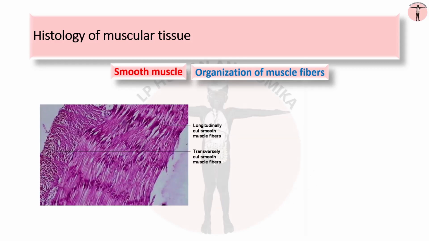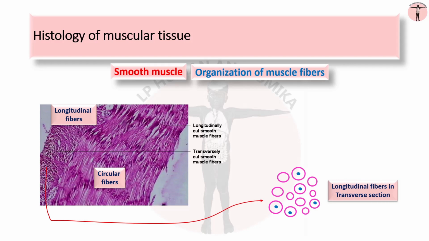Let us see how the muscle fibers are organized or arranged in the viscera. Usually, in most of the hollow viscera, the muscle fibers are arranged in a circular or longitudinal manner in the wall. In transverse section of the hollow viscera, that is when the hollow viscera is cut across the wall, the longitudinal fibers run along the wall or are cut transversely with varied diameters of the fibers. The nucleus is observed only in the fibers with the largest diameter in the section.